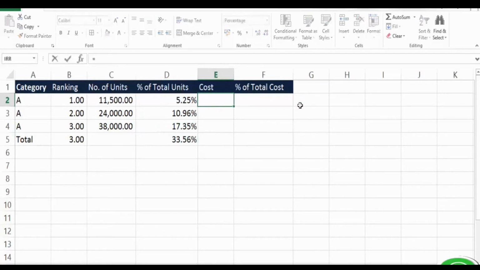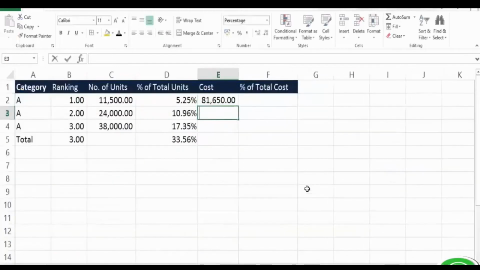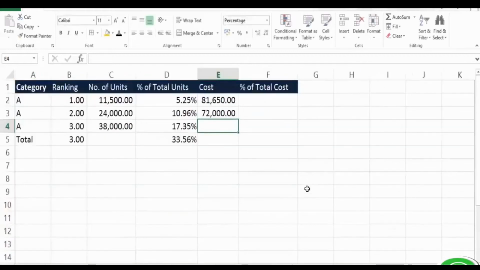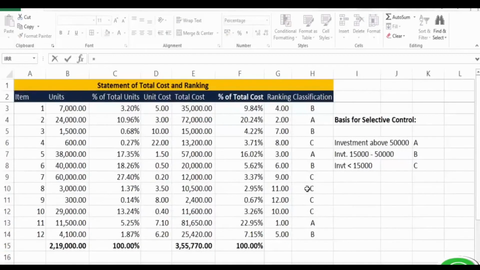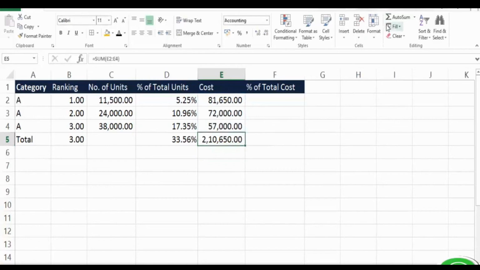Let's go and pick up the cost. Cost for rank 1 we have 81,650. Then cost for rank 2 72,000, and cost for rank 3 which is 57,000. Okay, so the total cost is 2,10,650.